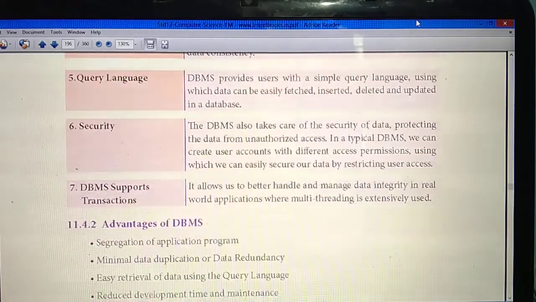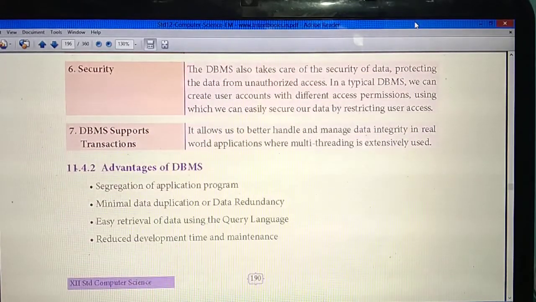Then DBMS supports transactions. You can transact. That means you can take the information from one table to another table at the same time. That is a transaction. Very important question. Understand? Yes.